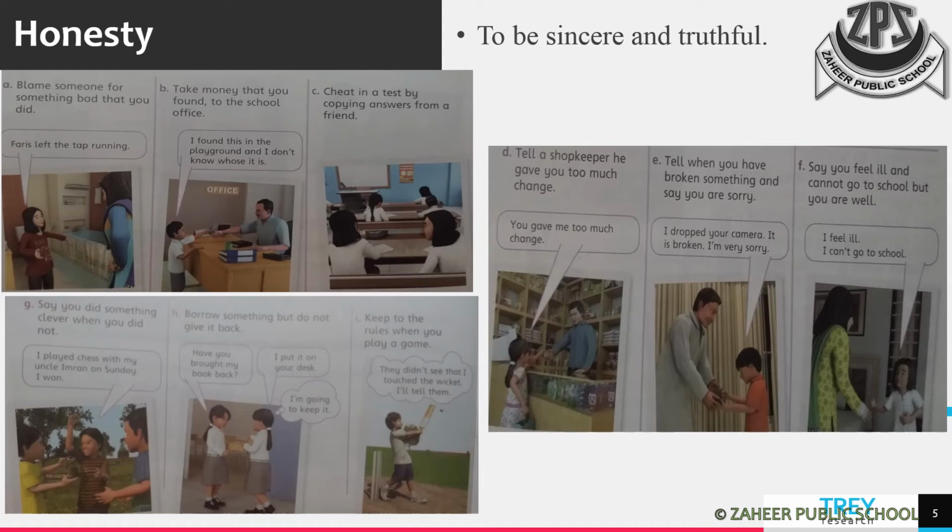In the next picture, you can see the boy is telling lies to his friends. It's not a part of honesty. In the next picture, to borrow some things from others and not return them is also a dishonest thing. And to keep the rules when playing a game is also a part of honesty.